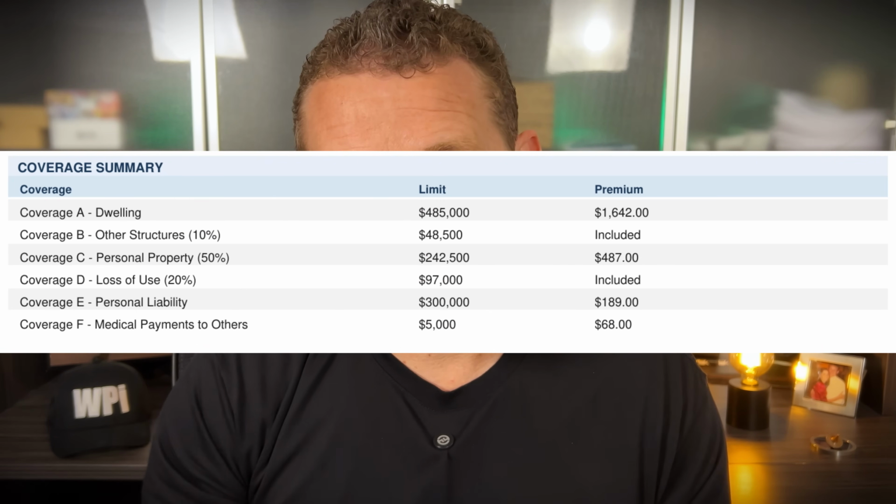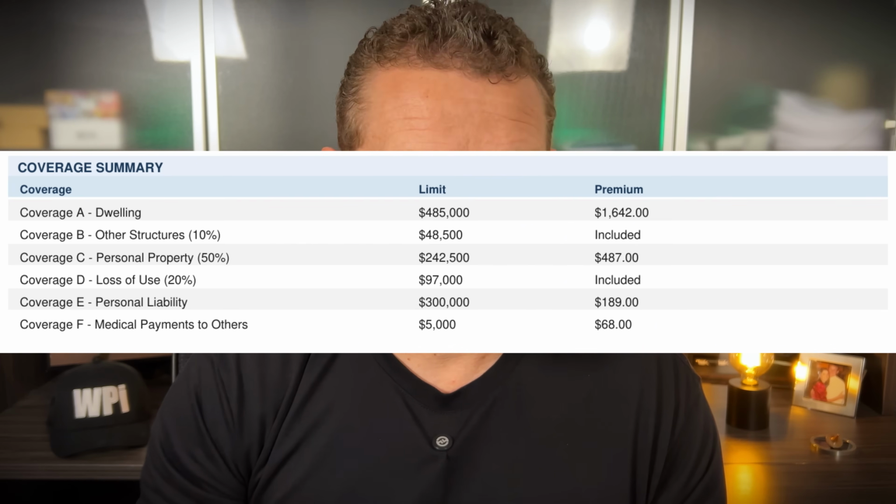Coverage C is personal property. That's most of your personal belongings, furniture, electronics, clothing, kitchen equipment, and the things you'd take with you if you moved. This is also usually a percentage of coverage A. 50% is common. If you have high value items like jewelry, art, or collectibles, the standard coverage C limit or the special limits inside the policy may not be enough. And that's where a scheduled personal property endorsement comes in.